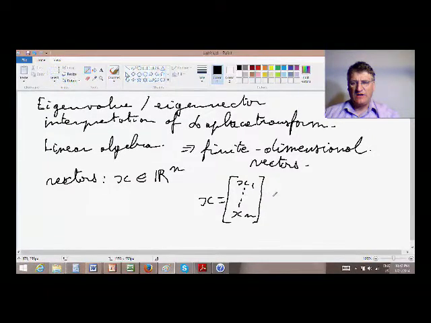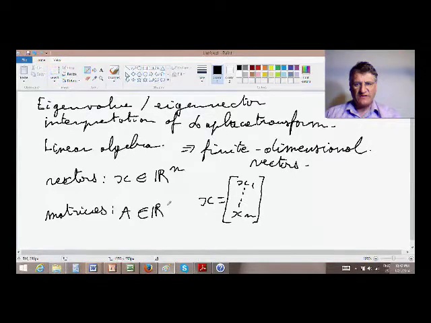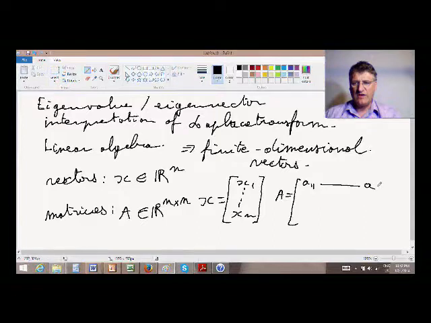Now, with these vectors, we also have matrices. To make things simple, I will consider only square matrices. That is, A belongs to R to the power n times n. And the matrix A has its own set of entries, A11 through A1n for the first row, and for the first column, A11 through An1. We complete the last row and the last column by adding Ann at the end.